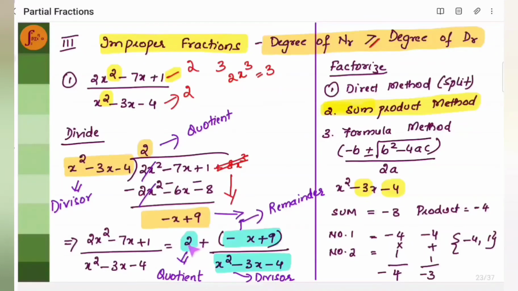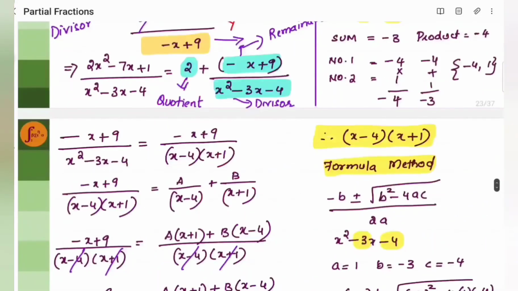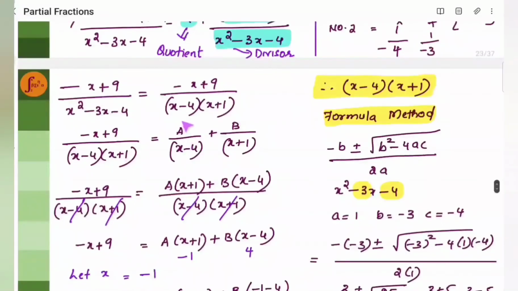In the final step, when we have split the partial fractions, we have to remember to add this quotient. Now we'll take this particular fraction and resolve it into partial fractions. Now we get this particular proper fraction, right? We'll use the same method, split it up into A by x minus 4 and B by x plus 1. Here the denominator we'll have to factorize.